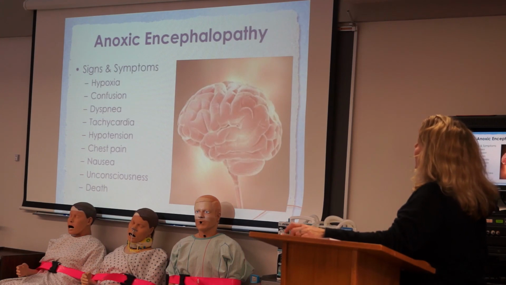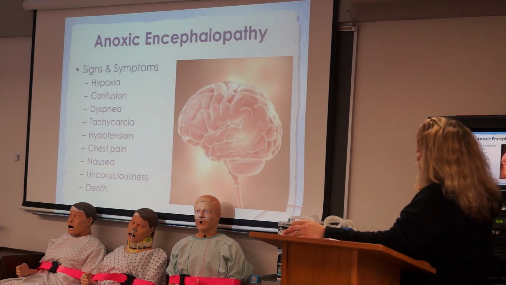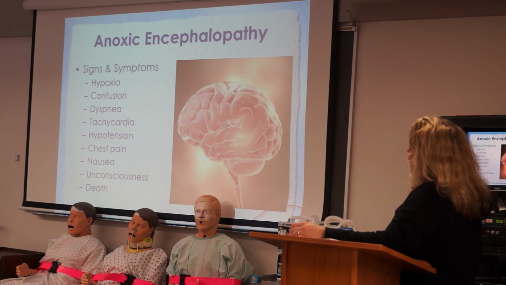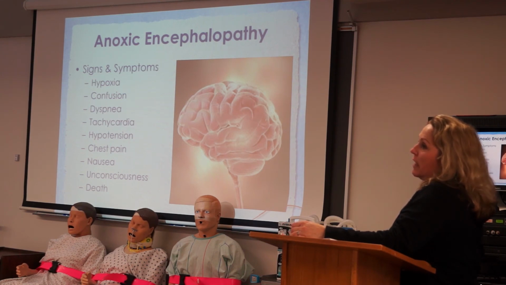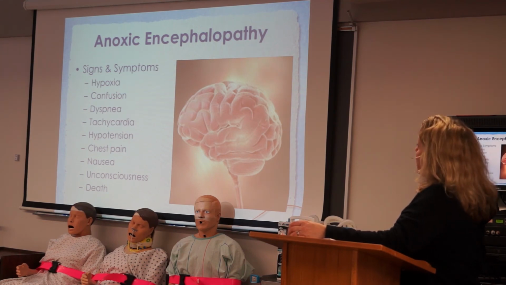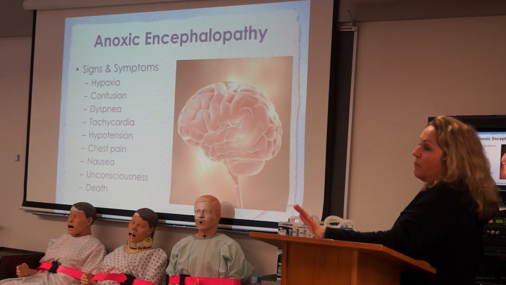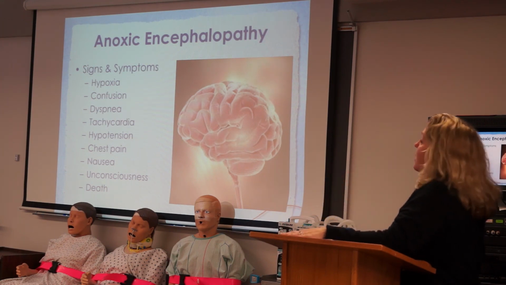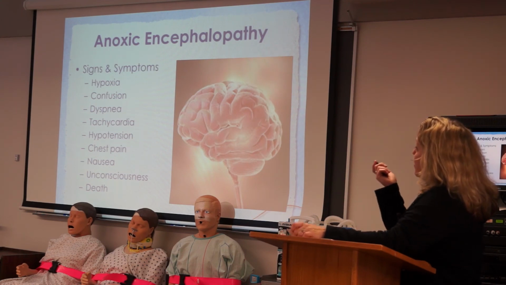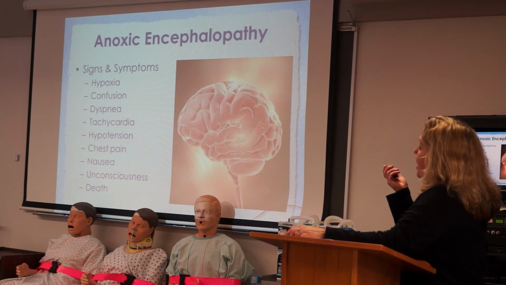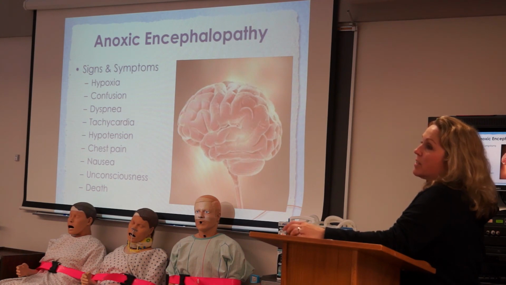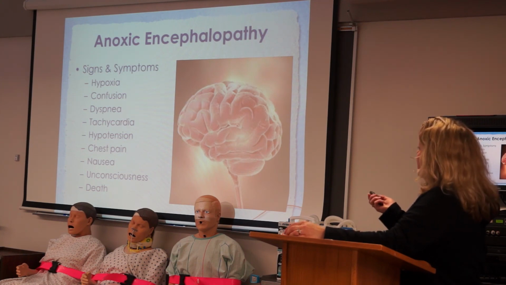And then we're going to end with anoxic encephalopathy. So if you suspect that you have a thrombus that's formed or you have a fracture and that has migrated, you could potentially have anoxic encephalopathy. So it might have migrated into the brain, it might have migrated into the lung, and you've got a decrease in oxygen flow. So we have hypoxia, confusion, dyspnea, tachycardia, all the things you would expect if someone had a decrease in blood flow to the lungs or oxygenation of the lungs. Nausea, unconsciousness, or death even, which would be the worst case scenario, obviously.